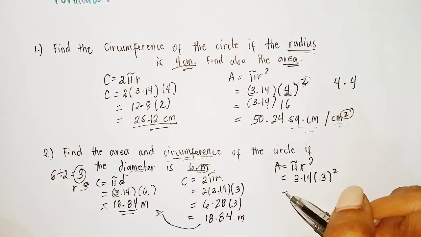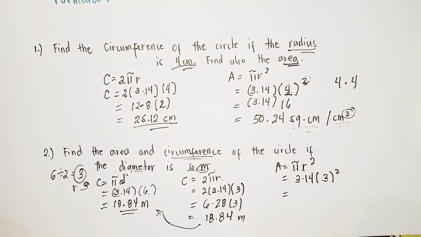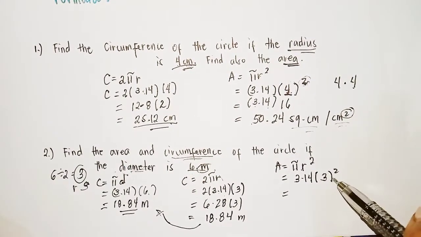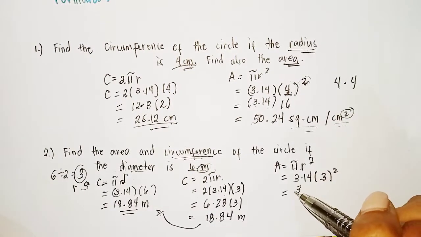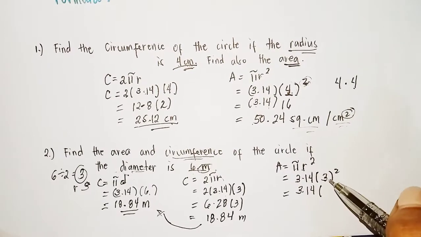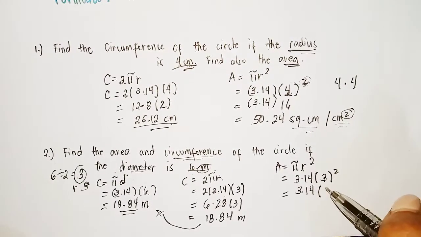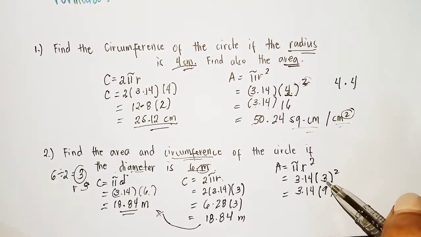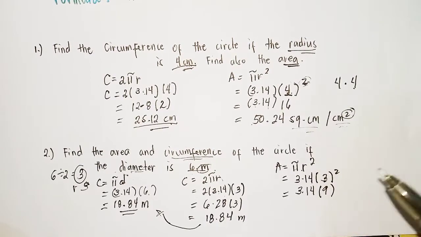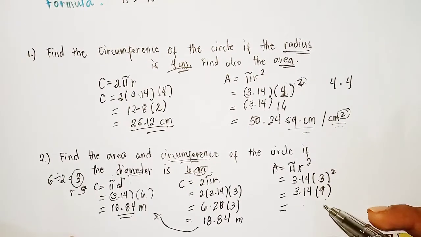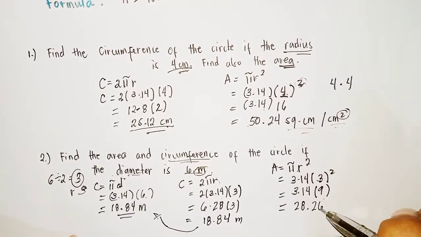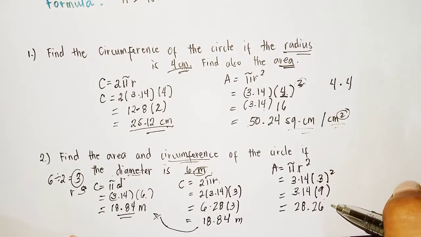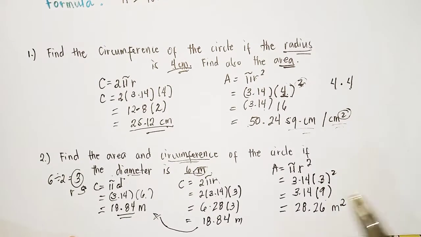Okay? And then right after that, sinabi ko na din kanina na ang palagi nyong uunahin i-perform is yung mayroong exponent. Therefore, unahin natin si 3 squared. So, kopyahin nyo lang si 3.14. And then 3 raised to 2 is 9. Since you are going to multiply 3 2 times. Alright? So, we have 3.14 times 9. That is 28.26. And the label will be square meter. Okay? And that is the final answer.